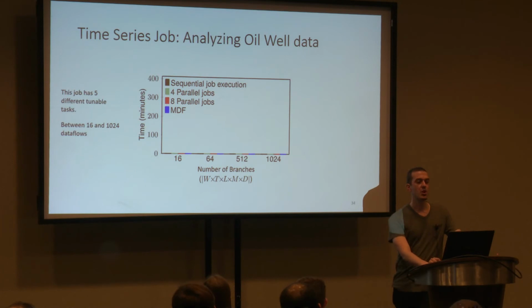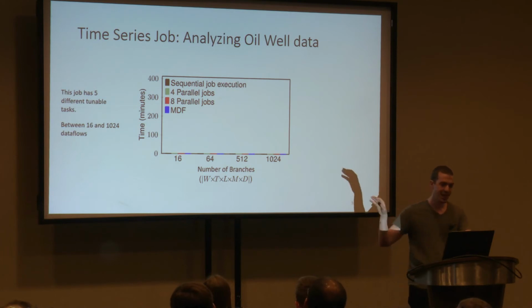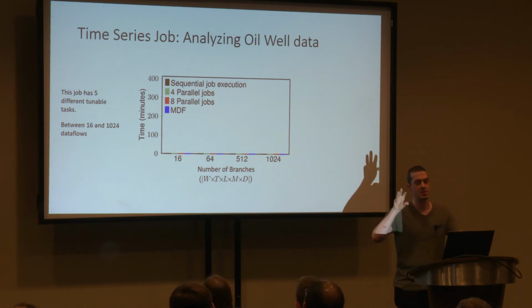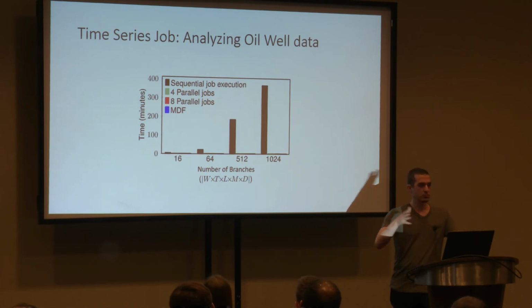So this is a time series job where we are analyzing oil well data, such as the one in the motivating example at the beginning. The x-axis is going to represent the total number of branches, that is to say, the total number of parameter configurations that we want to try out. And as you see, the domain goes from 16 to over 1,000. When we run sequential mode, you see what you expect. The higher number of branches, the higher the running time.